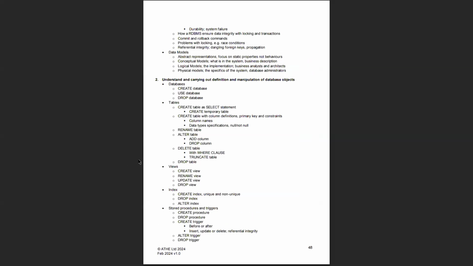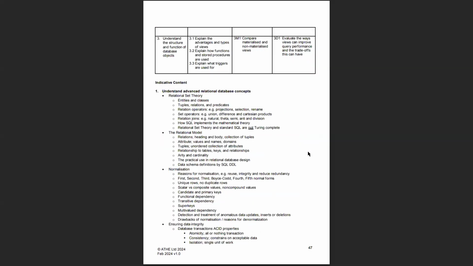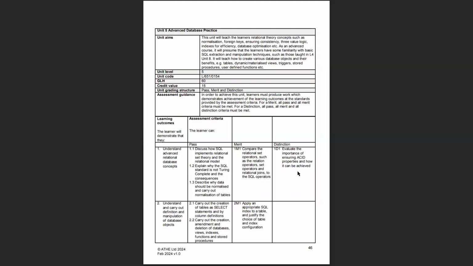So for this unit, we have three sessions followed by our assignment discussion. And the unit aim for advanced database practice is that this unit will teach the learner relational theory concepts such as normalization, foreign keys, ensuring consistency, three-valued logic, indexes for efficiency, and database optimization.